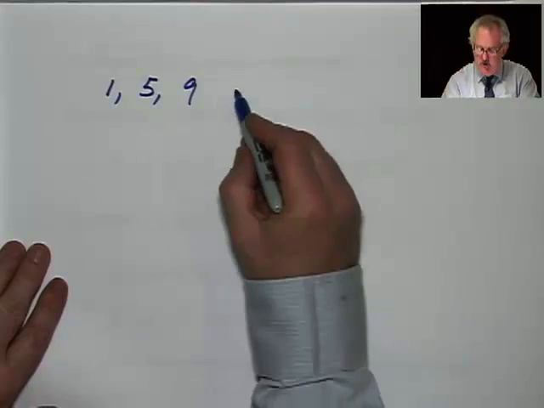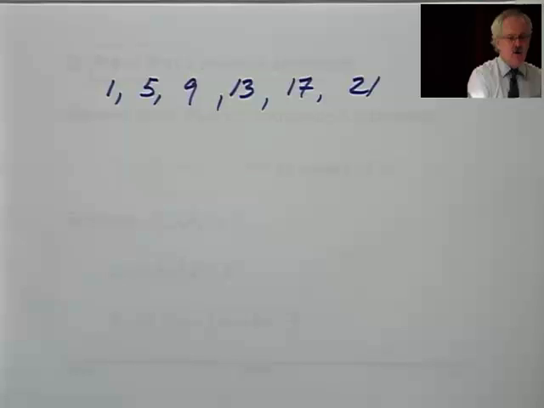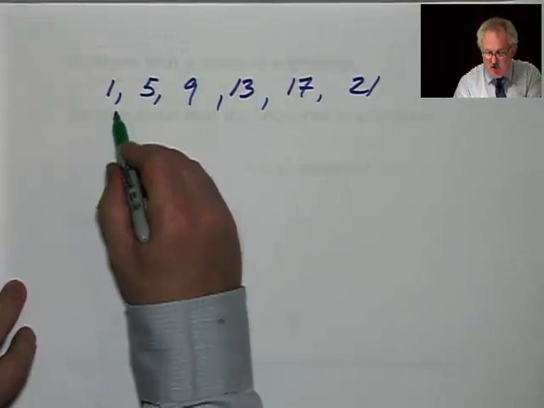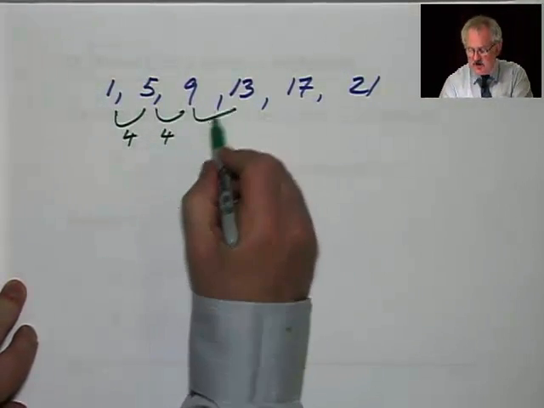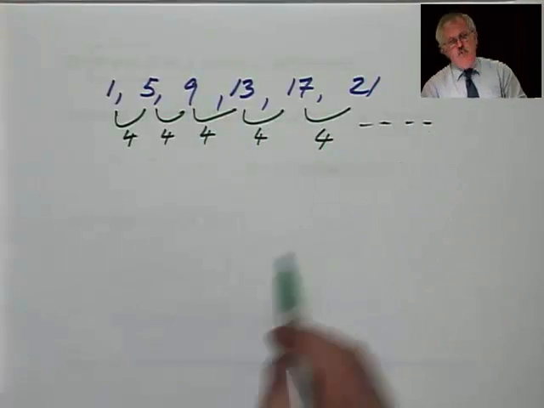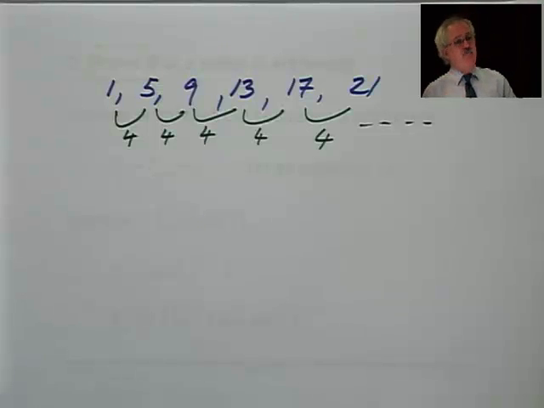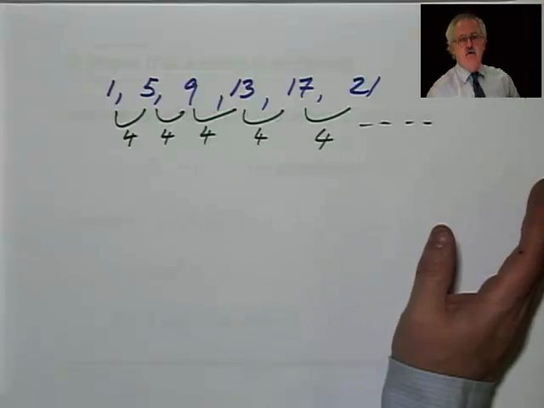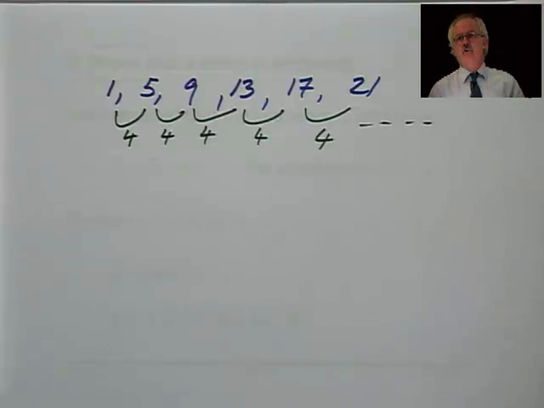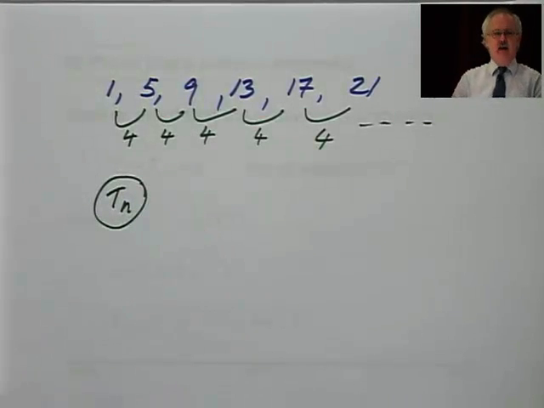1, 5, 9, 13, 17, 21. Now, when we look at this, we see that that's 4, that's 4, that's 4, that's 4, that's 4. But will it go on forever? It will, yeah. But how do you know? I just do. No, how do you know? That's not good enough. To prove something, you have to prove that it's always true. Well, I can't do every number. Well, then how do you prove it? Prove it means that it applies for Tn, for the general case Tn.